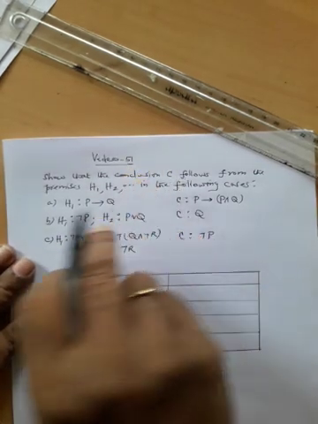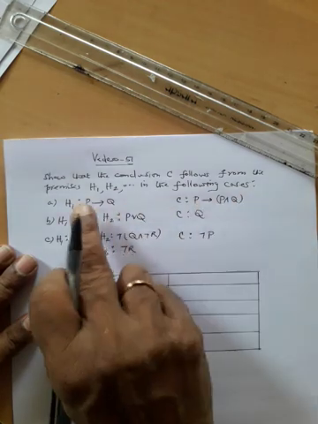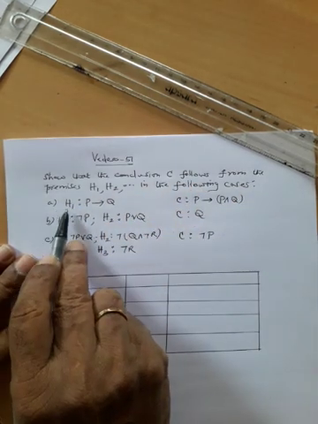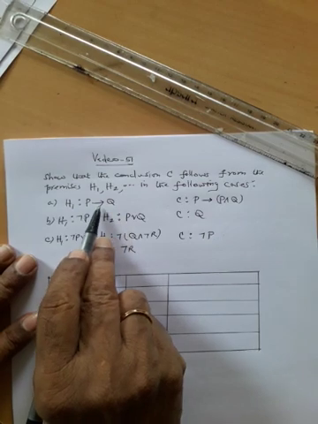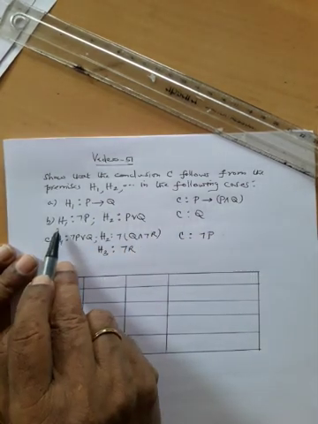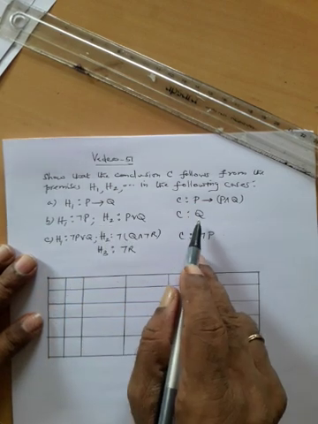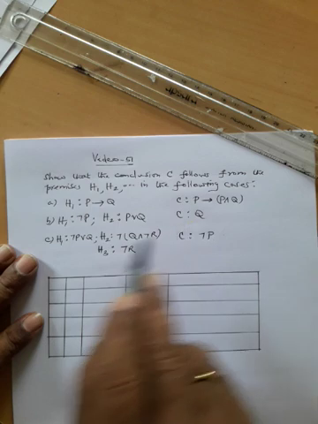Video 51. Show that the conclusion C follows from the premises. In part A, we have only one premise. That premise implies conclusion C. In the second problem, we have two premises. These two premises imply conclusion C.